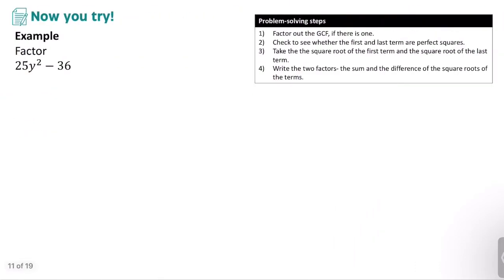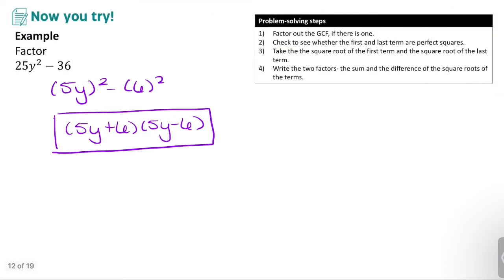All right, now you can go ahead and pause the video and try doing this example on your own. So notice here we have two terms that are perfect squares. So the square root of 25 is 5, and then y squared to the 1/2 just gives me y. The square root of 36 is 6, so we have 5y squared minus 6 squared, and we can write it using the difference of squares as 5y plus 6 times 5y minus 6.